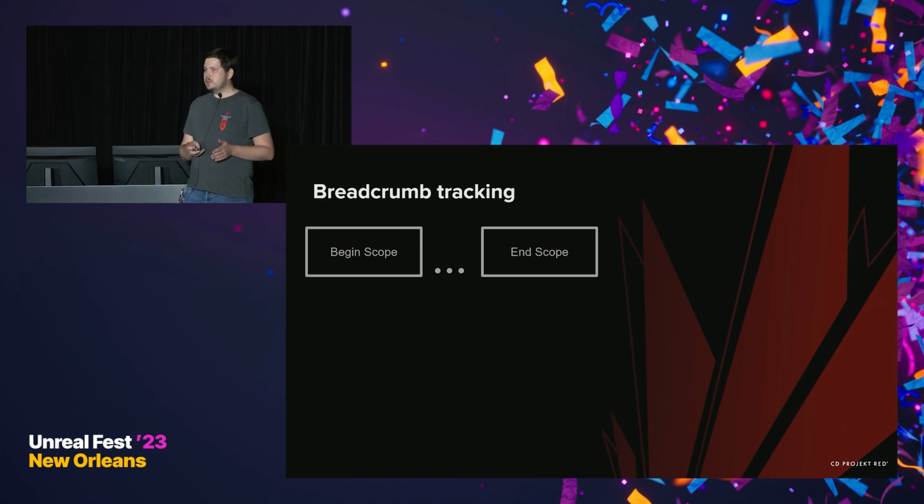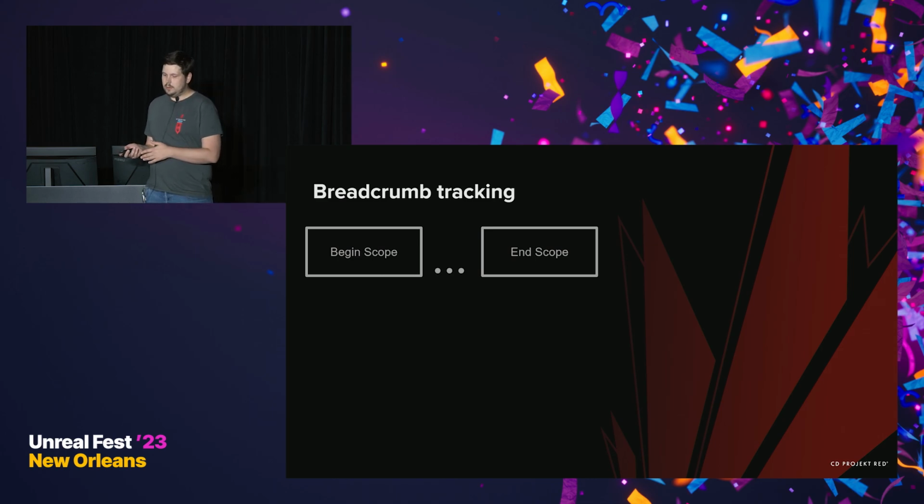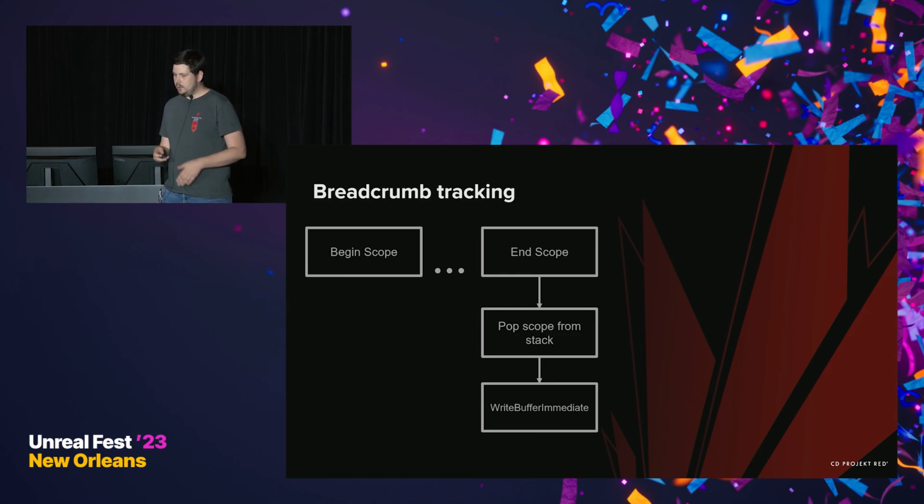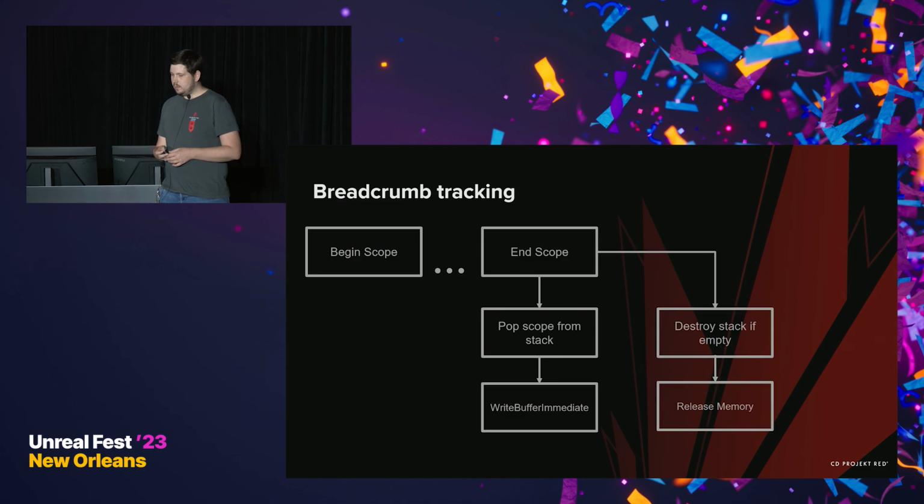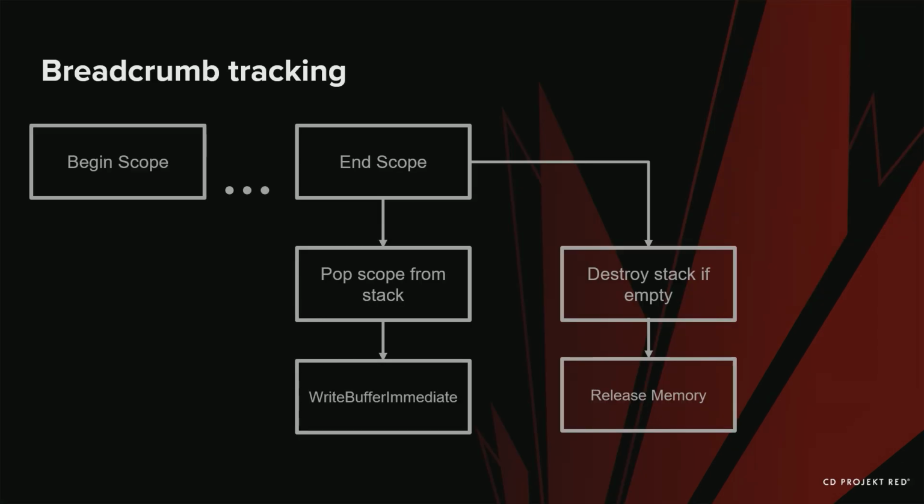Now with each begin scope, there is also a matching end scope. This could, however, happen much later. First, we write the finish state to the marker using RightBufferImmediate, and we pop the scope from the stack. If the stack is empty and no longer referenced anywhere, we destroy it. The memory is released to the pool and can be reused for other stacks.